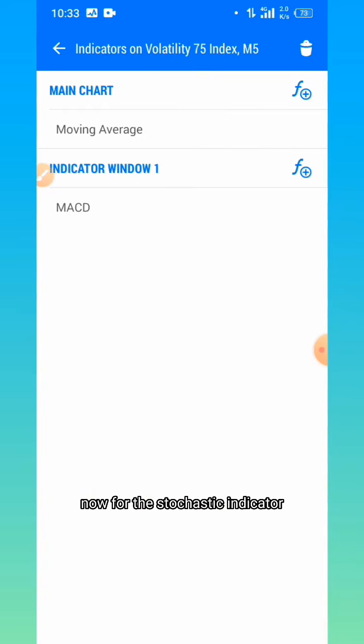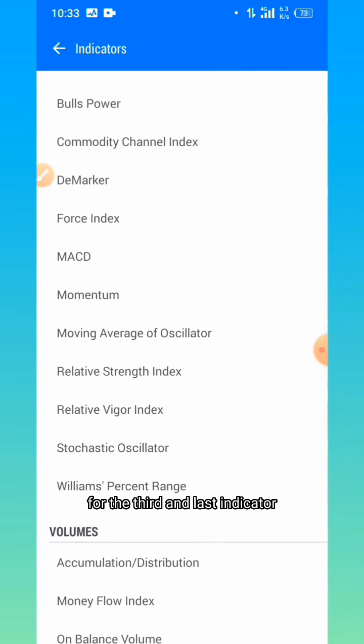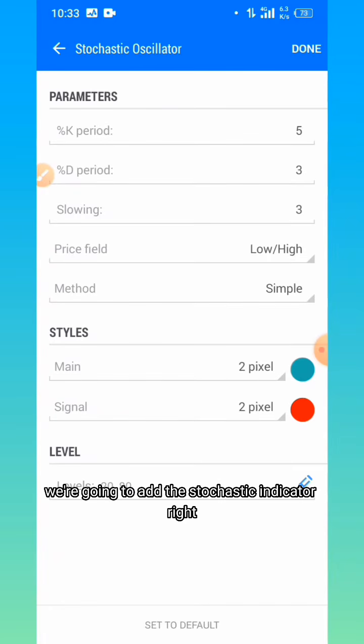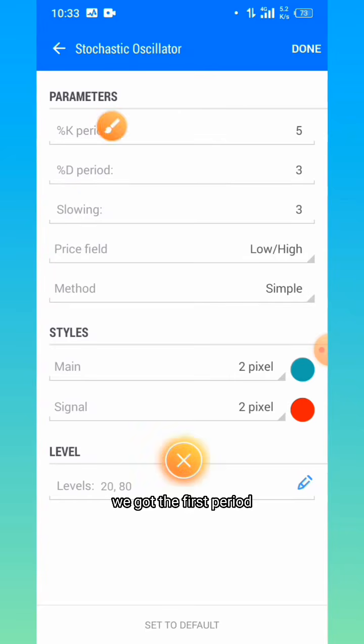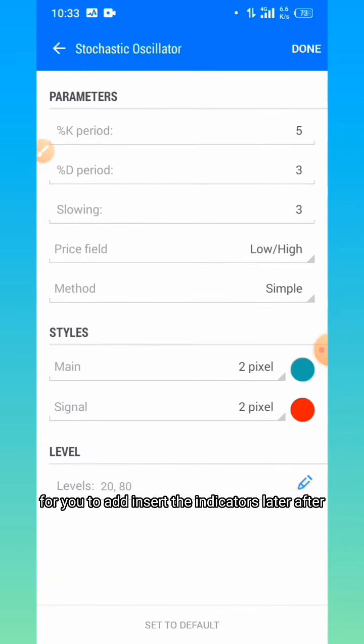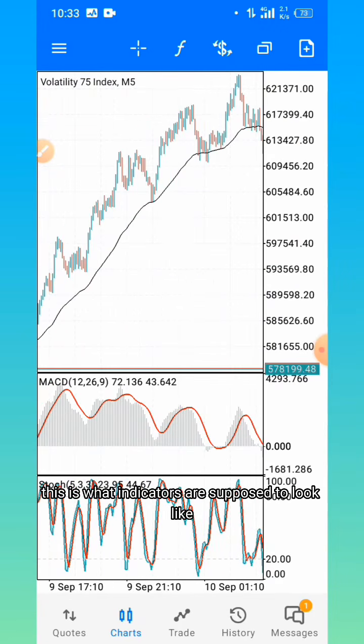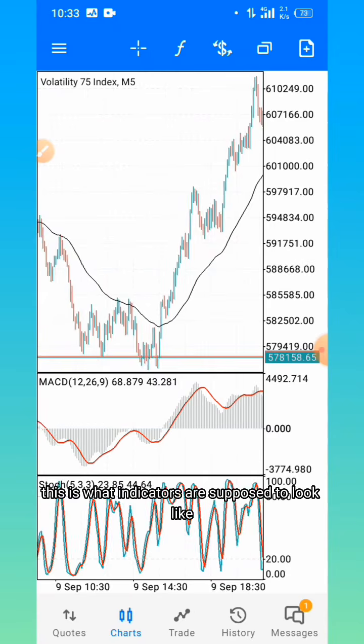Now for the stochastic indicator, the third and last indicator, we're going to add the stochastic indicator. We've got the period 5, 3, 3. I'll take a screenshot for you to insert the indicators later after watching the whole video. Then click done. Now this is what your indicators are supposed to look like.